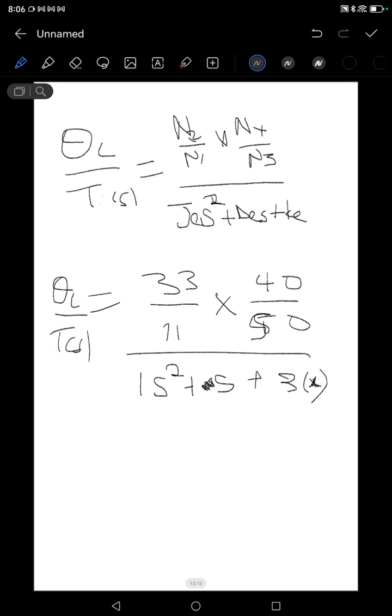So this is how we do it when we have gears. We are on a rotational system.